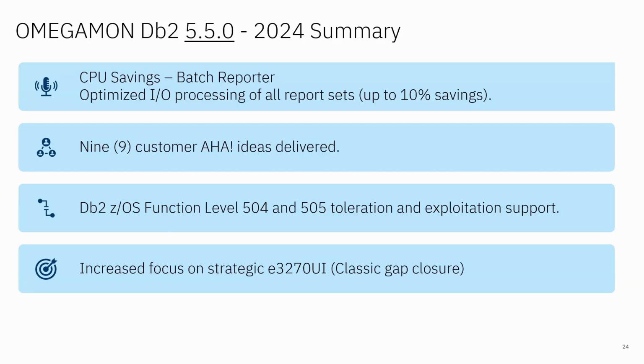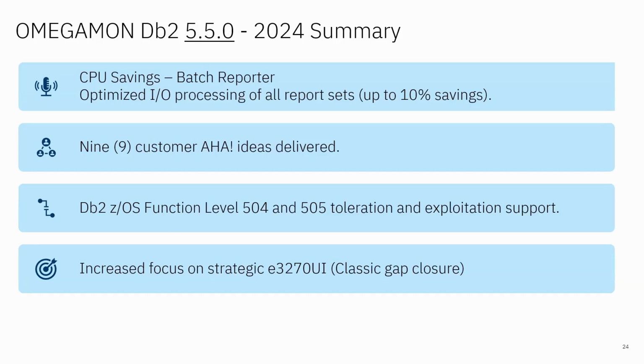Over 9 customer ideas have been delivered, and I'll give you a list of those in the next slide. You've got our Db2 function levels. There are 2 per year. 504 and 505 were out last year for Db2, and I think it's Db2 13. So we provide toleration and exploitation support for those.